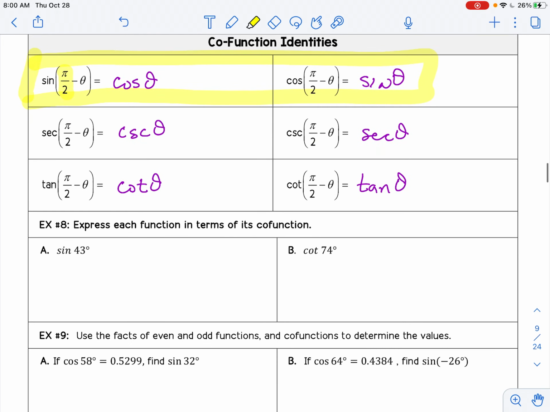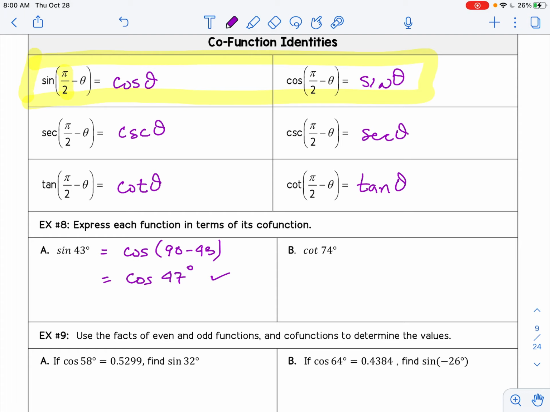So for letter A, if I was going to express this as the cofunction, this is kind of cool actually. We can check it on your calculator if you want. What is sine of 43 equal to? Sine of 43 is equal to the cosine of 90 minus 43. So if we check that on our calculator, if you put in sine of 43 and cosine of 47, you would get the same answer. So kind of interesting maybe. A little more obscure, but still good to know.